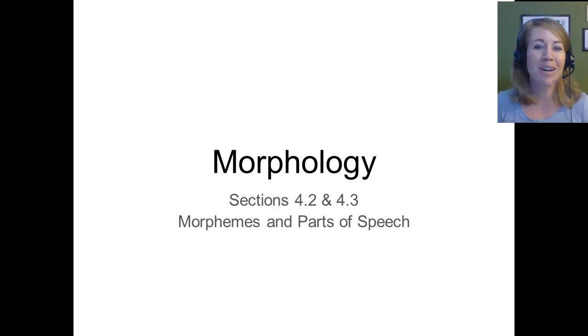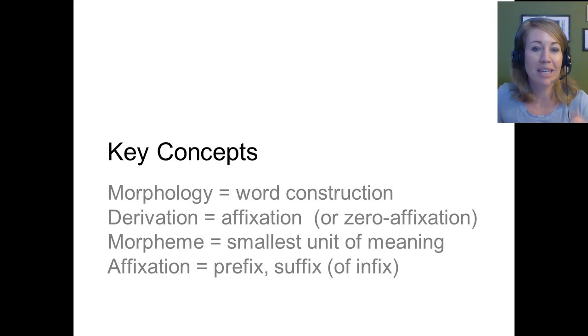Okay, guys, welcome to our next section of morphology where we are now going to combine the two concepts we've just reviewed. So we reviewed parts of speech earlier, and now we reviewed morphemes. So now we're going to look at how those two things come together. So key concepts we've already looked at: morphology in general. That term means word construction, right? So we've been looking at this whole time how words are made.